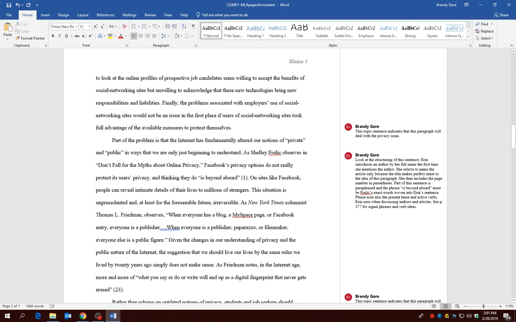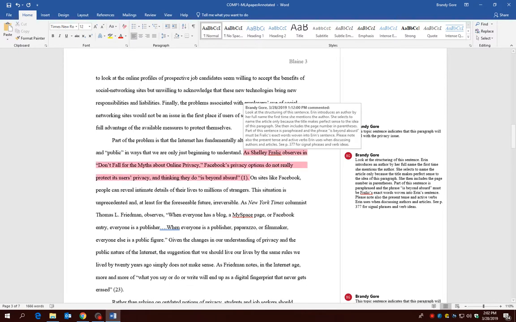So pay attention to the structure of this sentence. You do not need to double cite. She has presented the author here, so she does not have to present the author again in parentheses. If you present the author in the sentence, then the only thing that goes in parentheses would be page numbers.